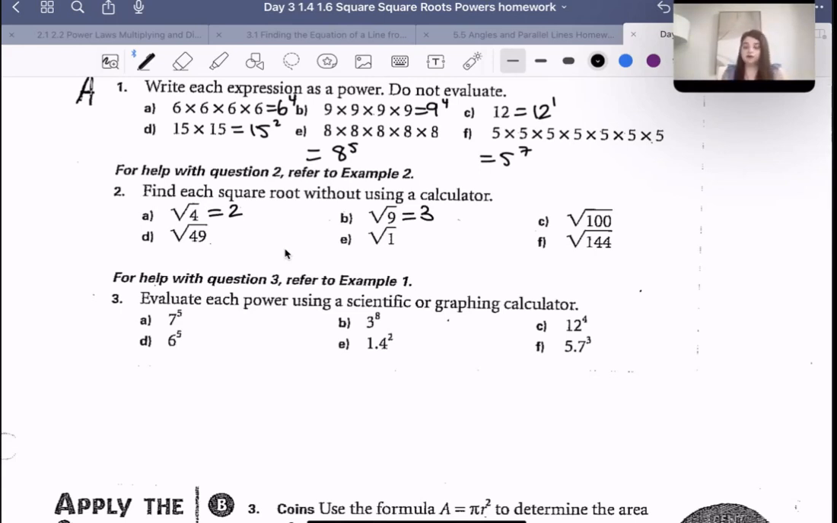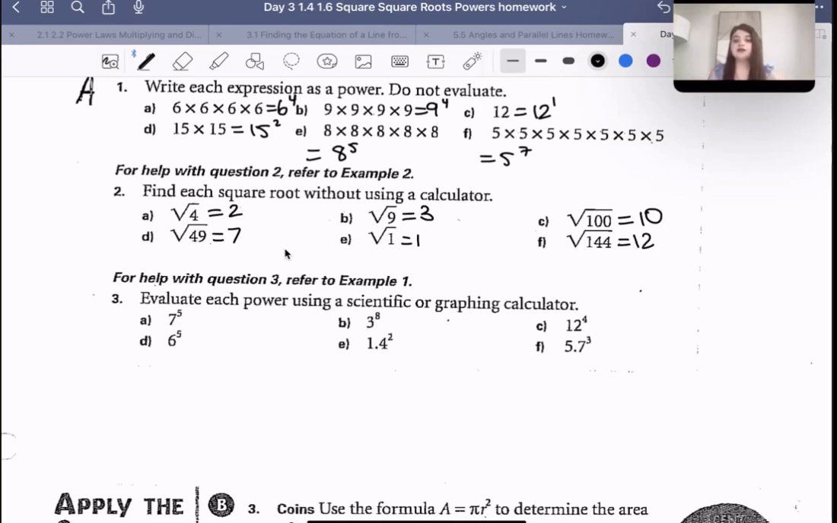The square root of 100, well, that's 10, because 10 times 10 equals 100. The square root of 49 is 7, because 7 times 7 is 49. What about 1? Well, 1 times 1 is 1, so this would just be 1. And this last one would be 12, because 12 times 12 is 144.